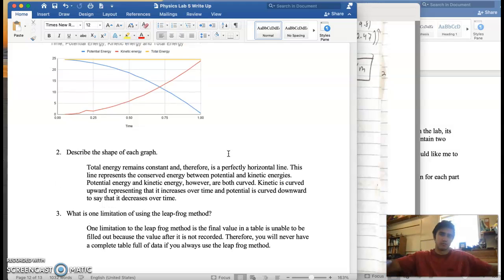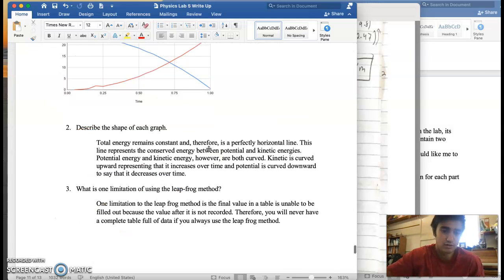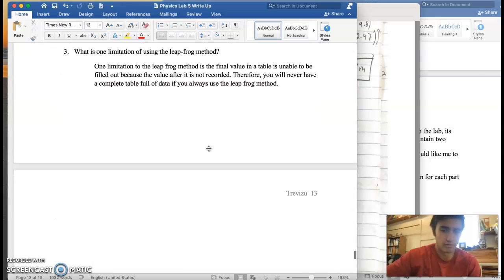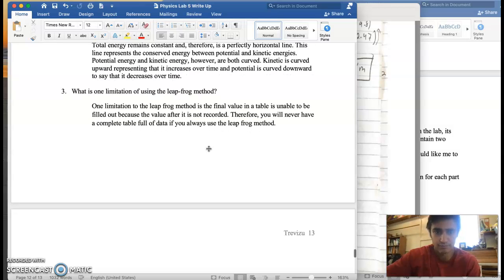And one limitation to the leapfrog method is that last column. I wasn't able to fill it out because I needed the values afterward, but if I had that, then that wouldn't be the last column, and it would just keep continuing the process. So you never have a full table of complete data, which is a downside in my opinion.